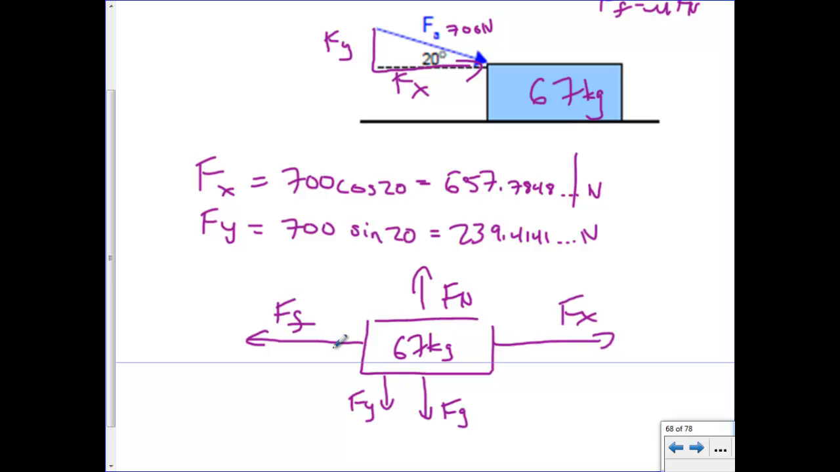Fx is what you push forward. Ff is pulling you backwards. Normal force is being opposed by Fg and by a little bit of Fy that you're pushing into the ground. Okay.